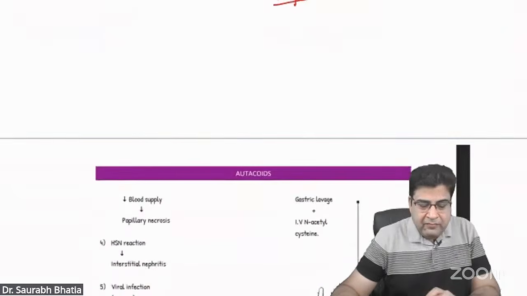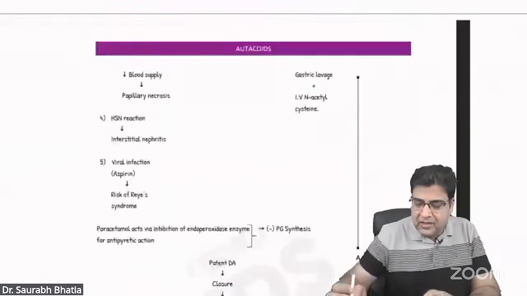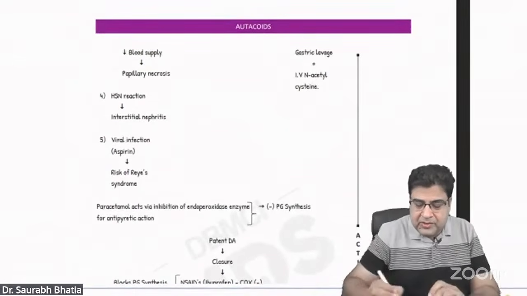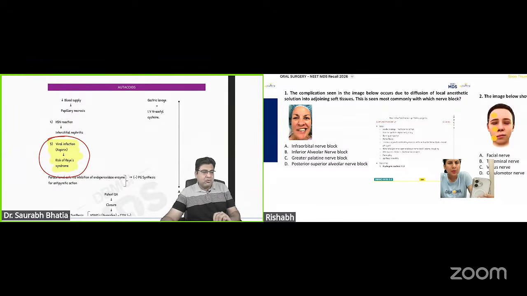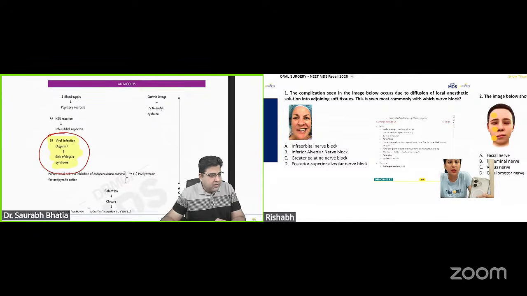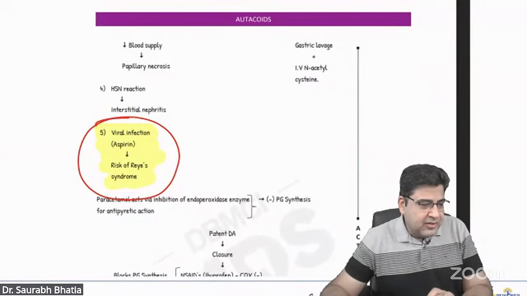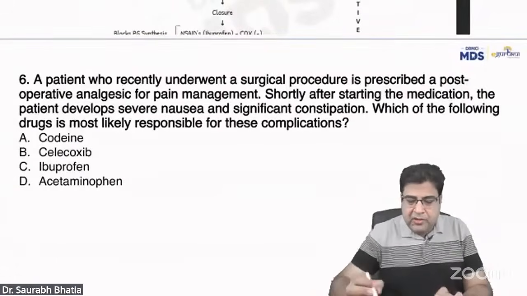So question number 5 was directly taken from our notes. You can see this is the screenshot from our notes and we have written here that the patient can develop Reye syndrome when he takes aspirin. So aspirin can cause Reye syndrome. This was written over here. So this was the case, right? Hepatic encephalopathy word was written. Okay. Now question number 6.